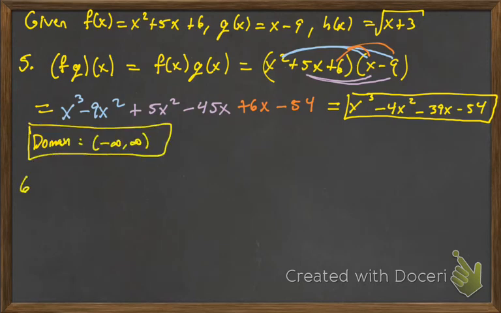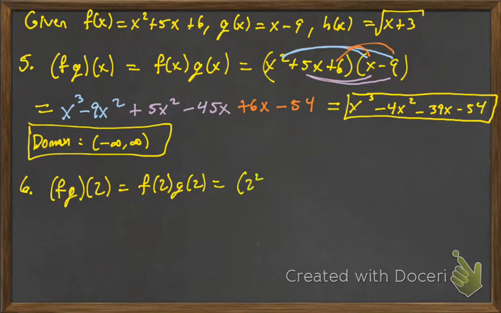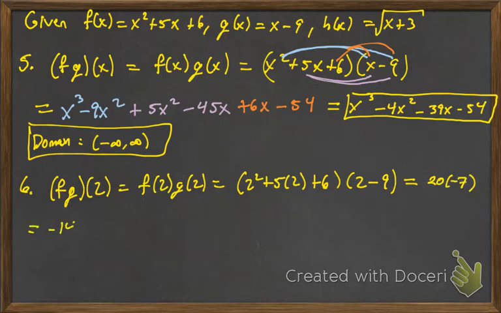Okay. Now number 6, we're going to find f times g of 2. So we could use our formula we just came up with, or we can follow the definition and say, okay, well this is f of 2 times g of 2. And so we'll plug 2 into f, so that'll be 2 squared plus 5 times 2 plus 6. And then 2 minus 9. So that's going to give us 20 times negative 7, and I think that's going to be negative 140 there.